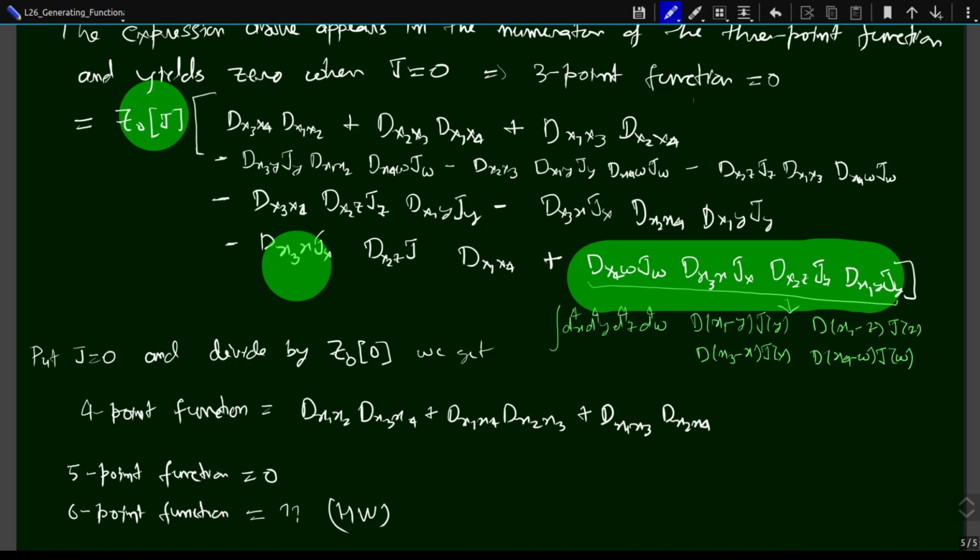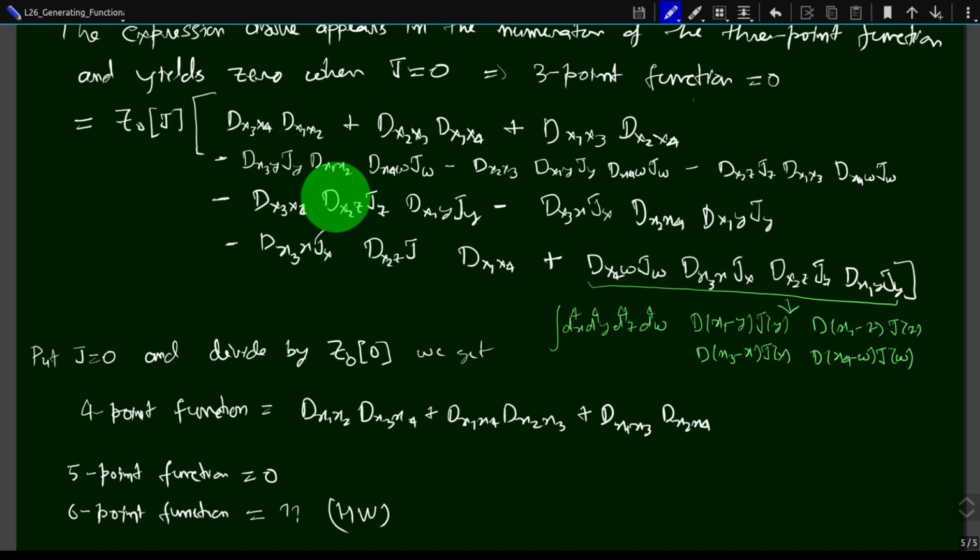Okay, but whatever we get, there will be no term which is independent of j. So when you put j equal to 0, the entire thing will go to 0. Okay, and when it comes to the 6-point function, well, we have to start from there and then take another derivative. Okay, and that is part of your homework. You have to systematically write this thing.